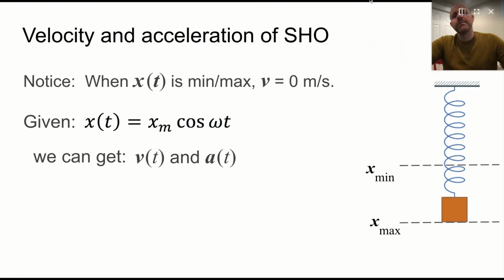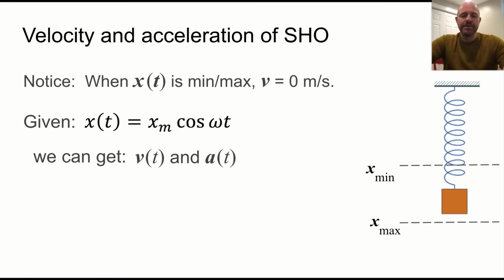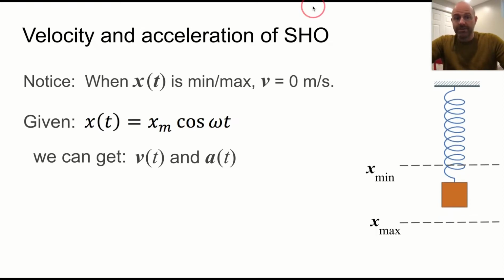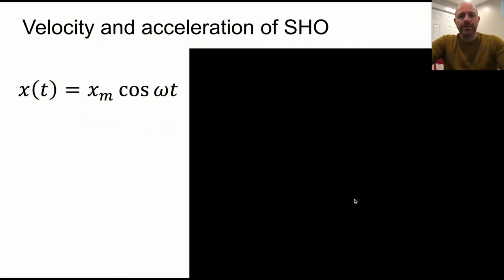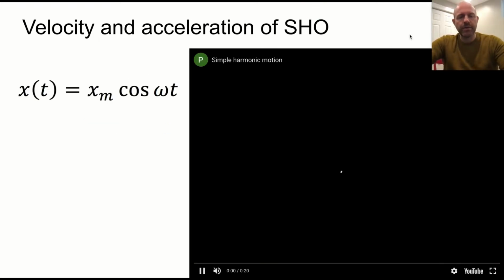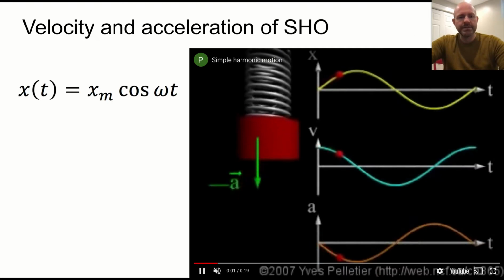The next piece would be talking about the velocity and acceleration, right? We know that this has a minimum and maximum position. It reaches those, goes back and forth and oscillates between them. But if we have an equation as a function of time for position, we should be able to talk about the acceleration. And so here's another video for us, kind of looking at this, right?